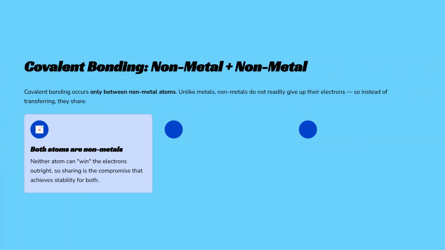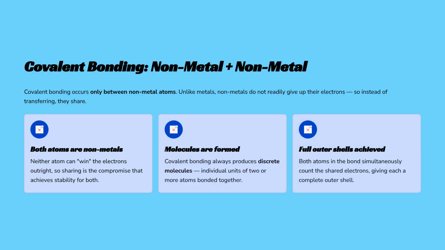Covalent bonding only occurs between non-metal atoms. Since neither atom can easily give up electrons, sharing is the compromise. This process forms discrete molecules, where both atoms achieve a full outer shell simultaneously.